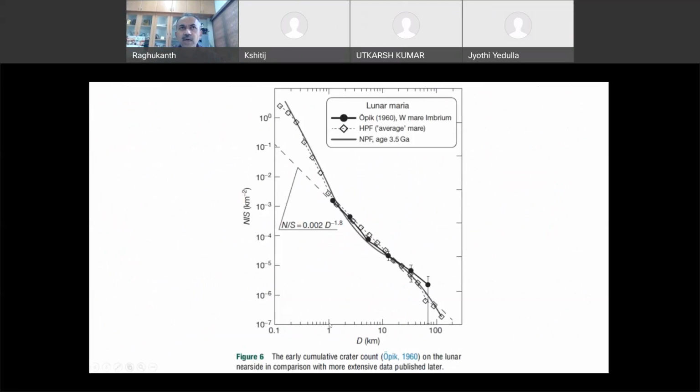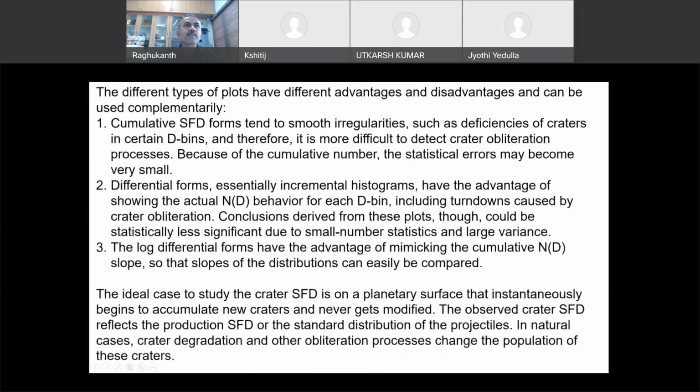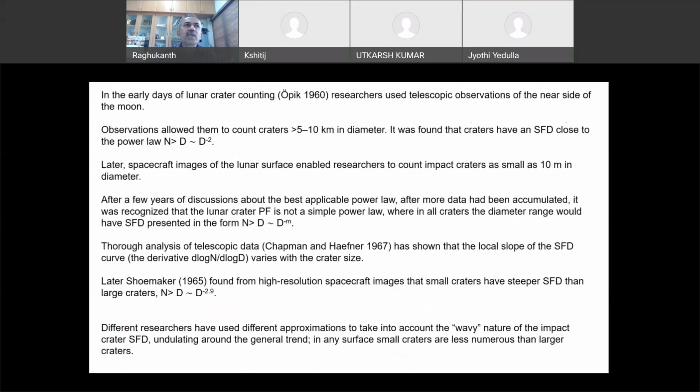Can you read here? This is a black dot. So the minimum diameter he observed using a telescope at that time was around 1 kilometer. He was unable to observe small craters because it is a telescope itself. But in those days, he did this wonderful work. For craters 5 to less than 10 kilometer in diameter, they have d to the power of -2. When he fitted, -2 came.